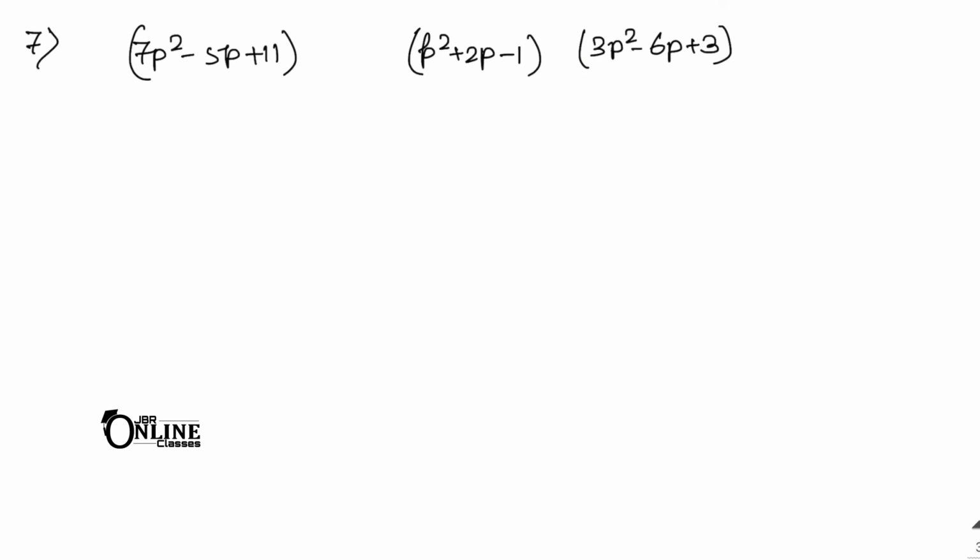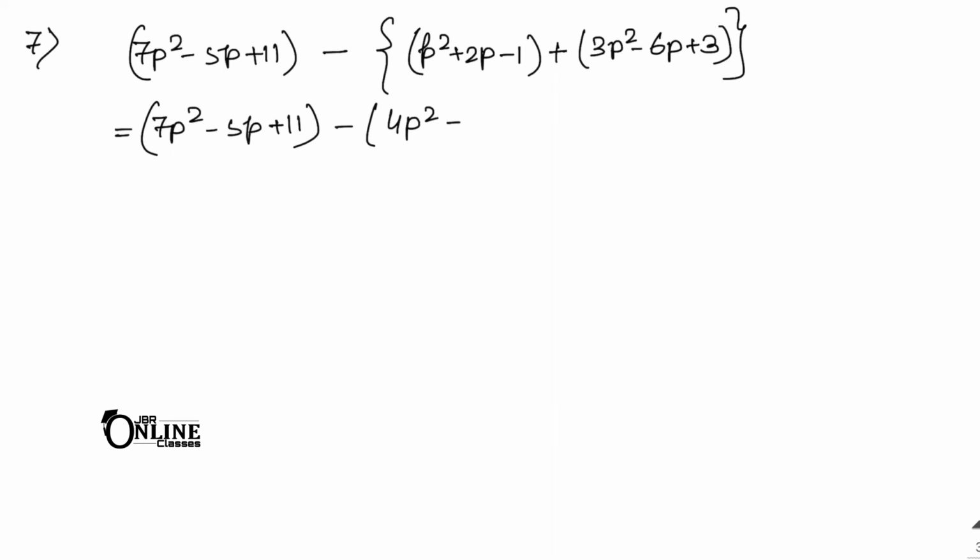Now you know the formula to find the perimeter of a triangle is the addition of 3 sides. So now you have only 2 sides, and if you want to find the third one, then you have to first add the first one and the second one, and then subtract this addition from the perimeter. Okay, so you can easily find the third one. So write down 7p square minus 5p plus 11, then minus, now add these two sides, so it will be 4p square, then minus 4p, and then plus 2.